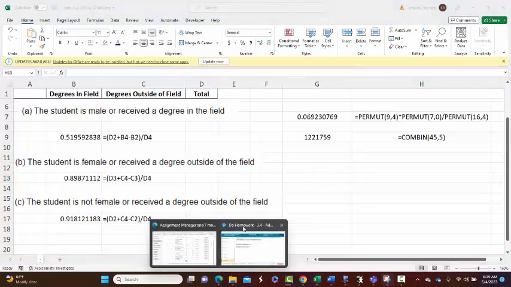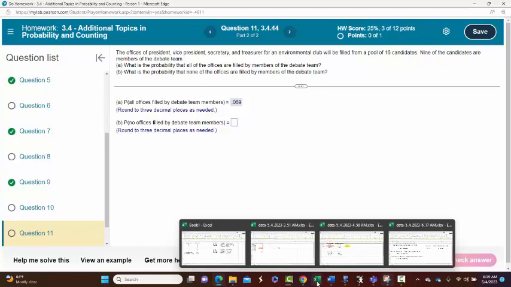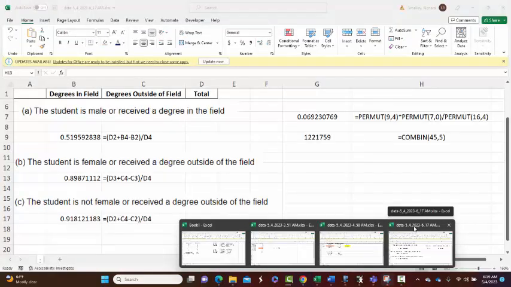Now let's see what it's trying to trick us with in the next one. No offices filled by the debate team members. And to save a little time here, hope you won't be upset with me, I'll just do the Excel and not the calculator. But I think when you see the Excel, you can figure out the calculator.